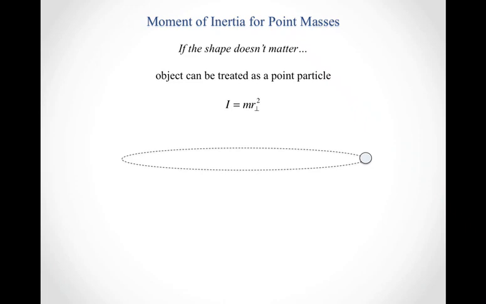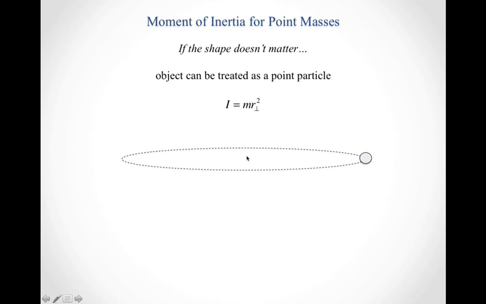So in the previous video we talked about two scenarios in which we might need to calculate the moment of inertia. The first is if shape doesn't matter. And largely this is a statement of it doesn't matter what the shape is of the objects it's rotating because the size of the object is much smaller than the orbital distance.